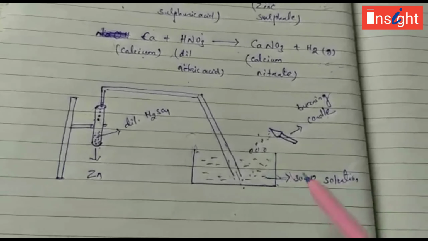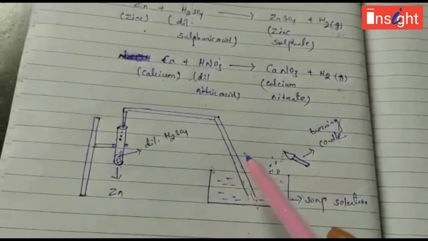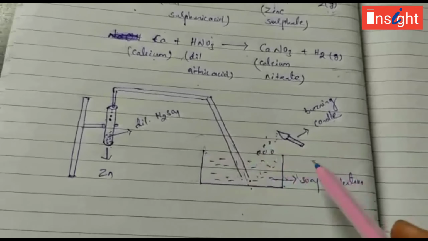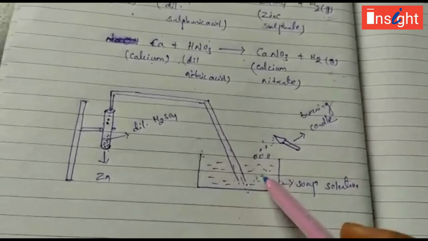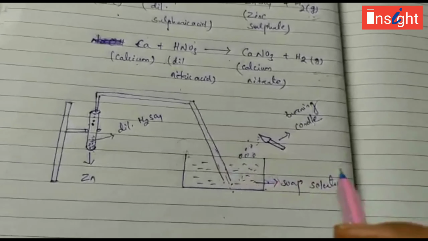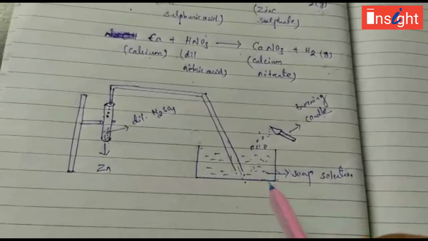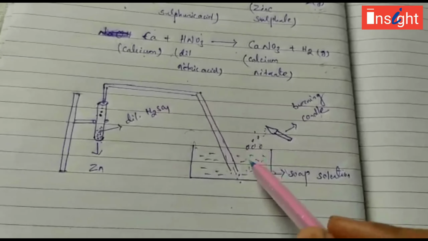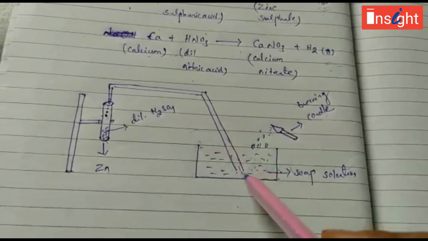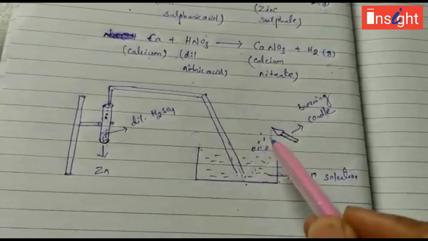So why are we using soap solution? Because when we pass hydrogen gas in this solution, the gas tries to escape out of it, as it doesn't get dissolved in the soap solution. So when the gas reaches the surface of the solution, bubbles are formed.